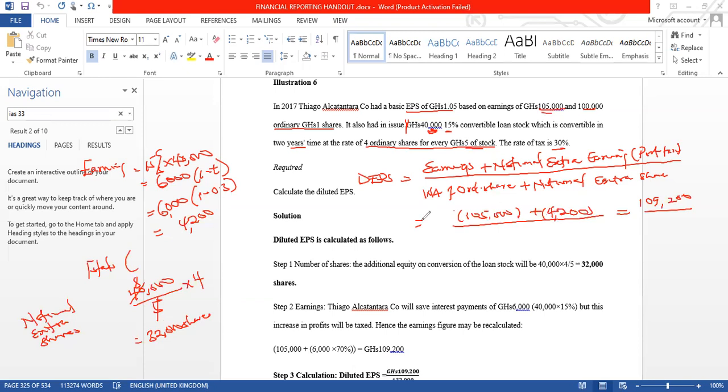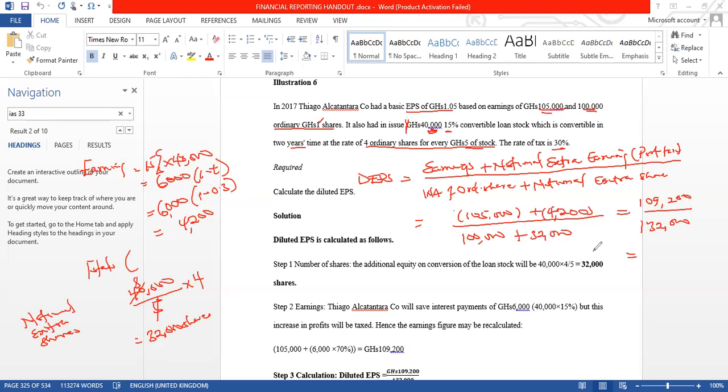How many shares did we have before this? We already had 100,000 ordinary shares at 1 Ghana cedi, and we now have 32,000 in addition. So 100,000 plus 32,000 gives us 132,000.